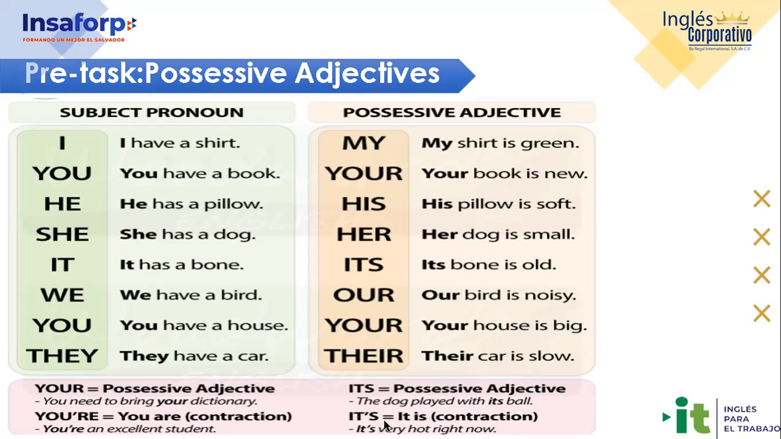Está muy caliente ahorita. Ok, entonces, basados en eso, ¿qué han logrado identificar? ¿Cuál sería, en estos ejemplos, la posición de un possessive adjective y de un subject pronoun? Los subjects, recuerden, son estos y los possessive son estos. ¿Cuál sería la posición que van tomando cada uno de ellos dentro de su oración?